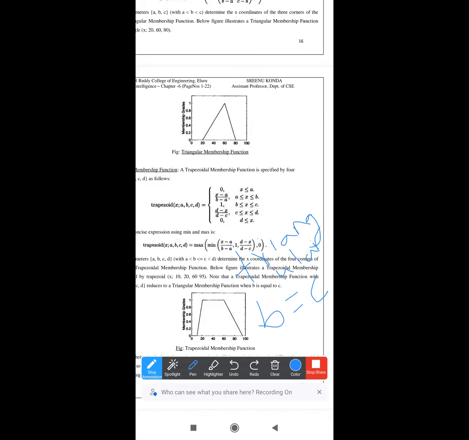Okay. So then we are going to get the triangular membership function. When B is less than C, we'll get this one. Otherwise, when B equals C, then we're going to get the triangular membership function. Okay, that's it, right?